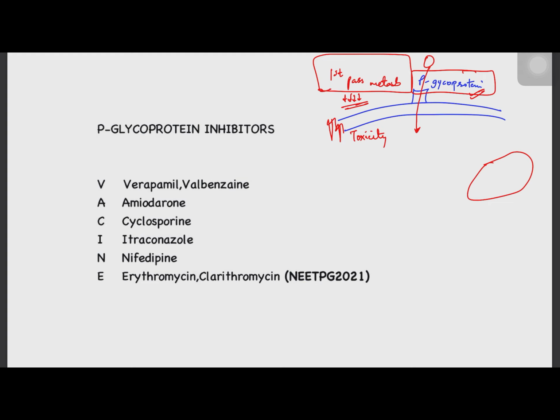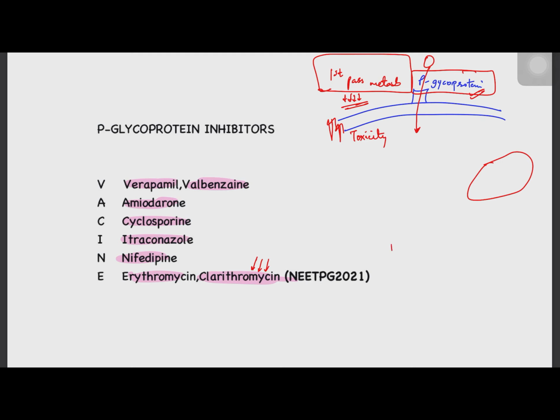Okay, so we will remember the P-glycoprotein inhibitors by the mnemonic VACCINE, which includes verapamil, valbenazine, amiodarone, cyclosporin, itraconazole, nifedipine, erythromycin and clarithromycin. So now we will discuss the other question which was there in NEET PG 2021.